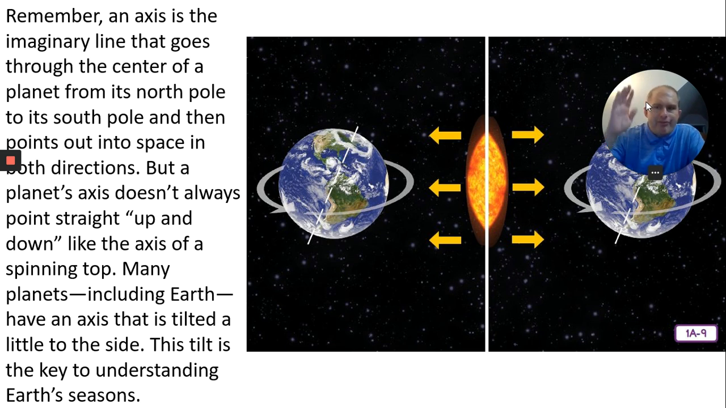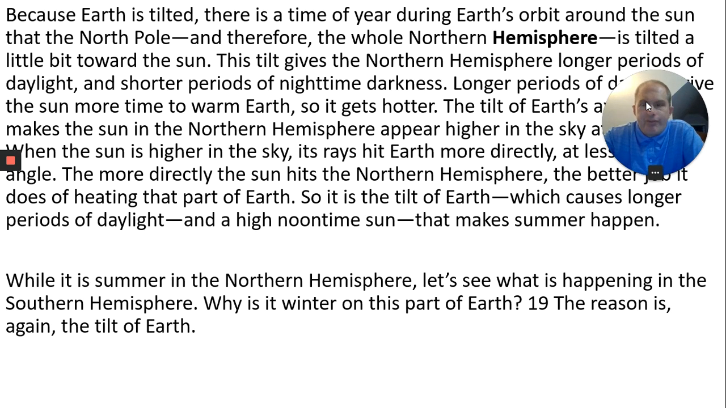Remember, an axis is the imaginary line that goes through the center of the planet from its north pole to its south pole, and then points out into space in both directions. But a planet's axis doesn't always point straight up and down, like the axis of a spinning top. Many planets, including Earth, have an axis that is tilted a little to the side. This tilt is the key to understanding Earth's seasons.